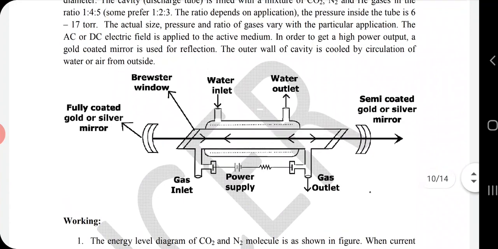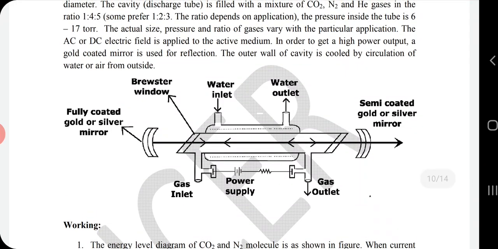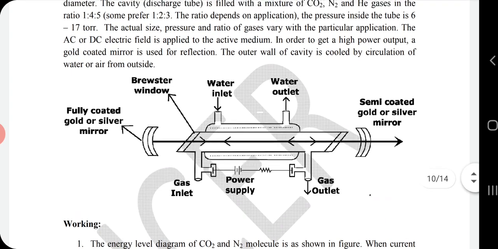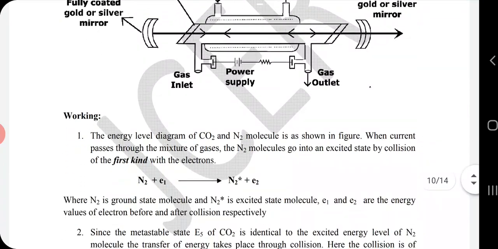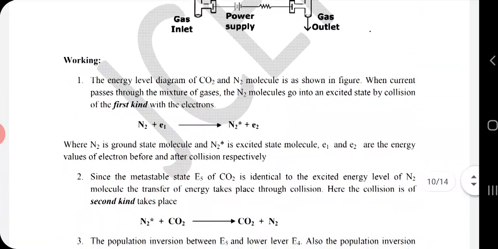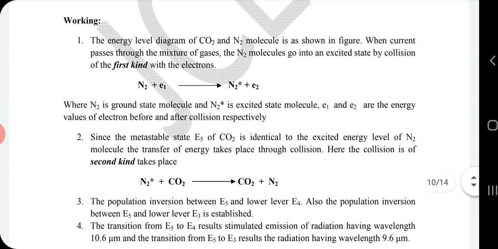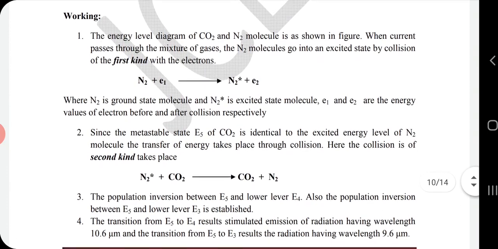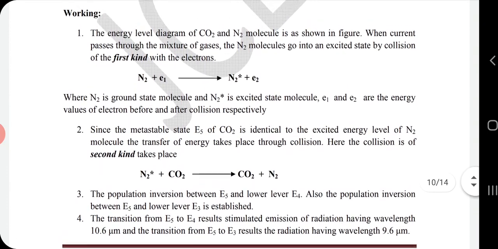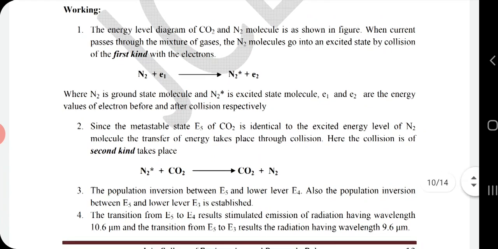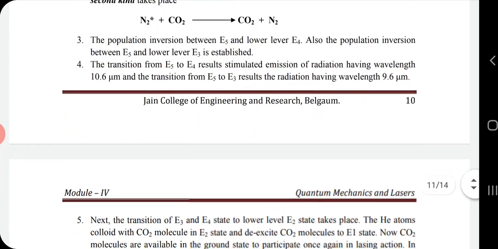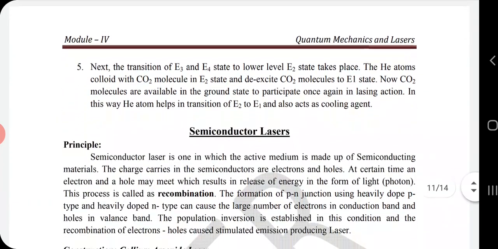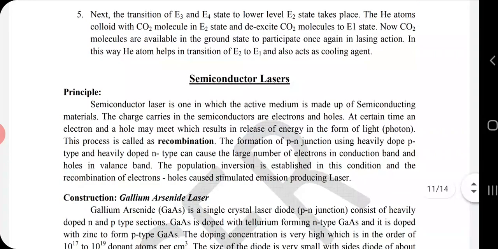The basic things we have seen: there should be a lasing cavity, an excitation source, and a medium. And we have the working. So principle we have seen, construction, and then working: how it works, what makes it lase. This is the principle, construction and working of the carbon dioxide laser.